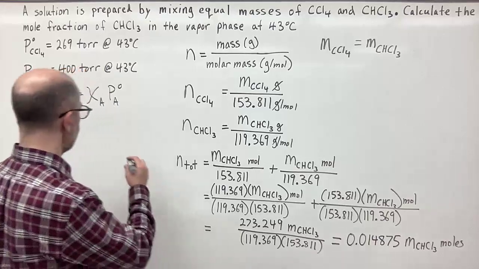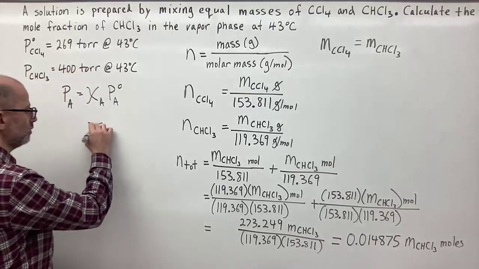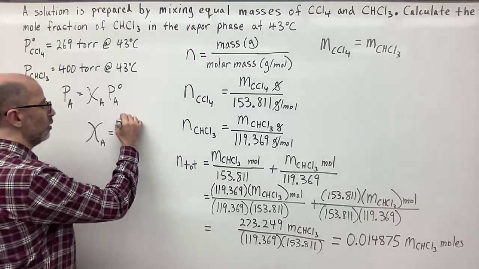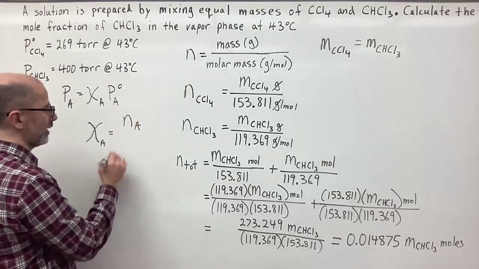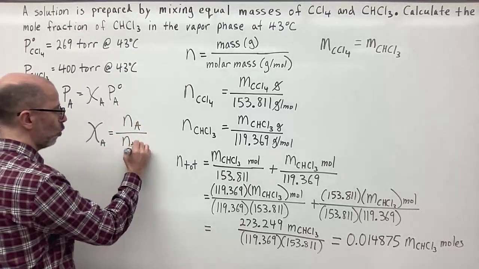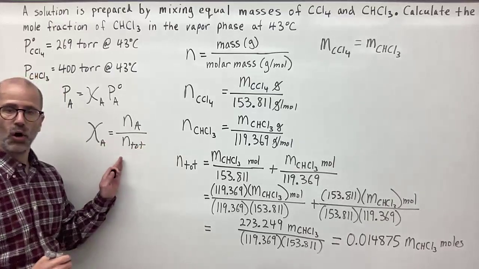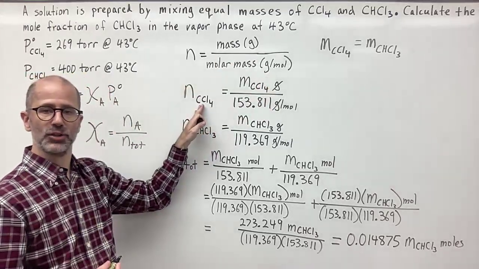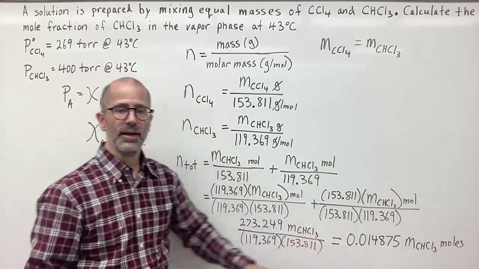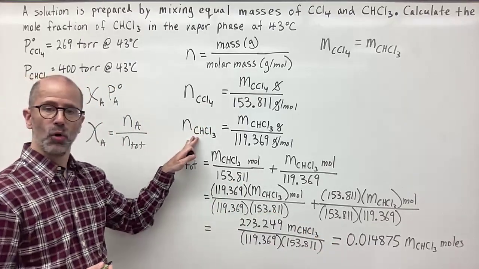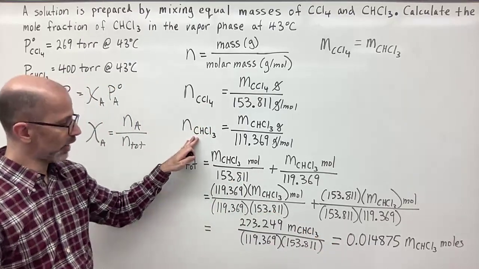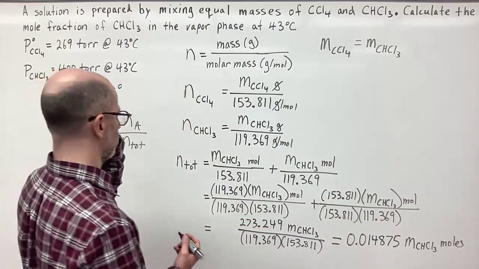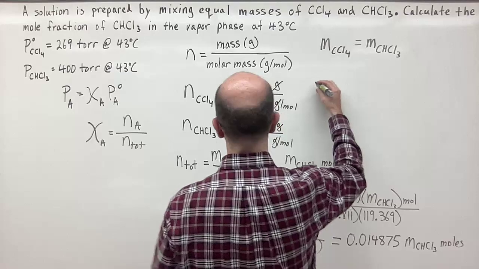So as I know, the mole fraction is going to be equal to the moles of A over the total moles, right? So all I need to do is take the moles of CCl4 and divide that by the total moles that I got here, and then take the moles of CHCl3 divided by the total moles there, and I'll get my mole fractions for both of them. So let's see what happens when we do that.